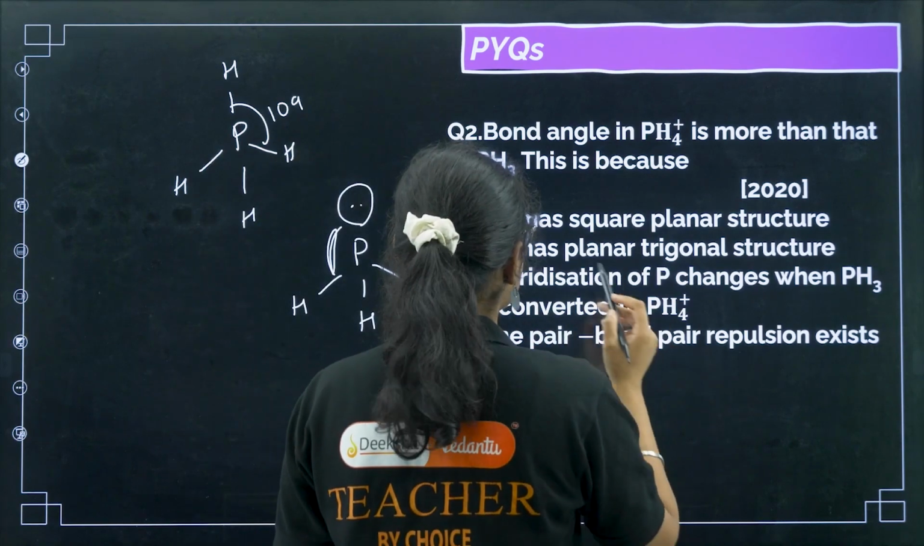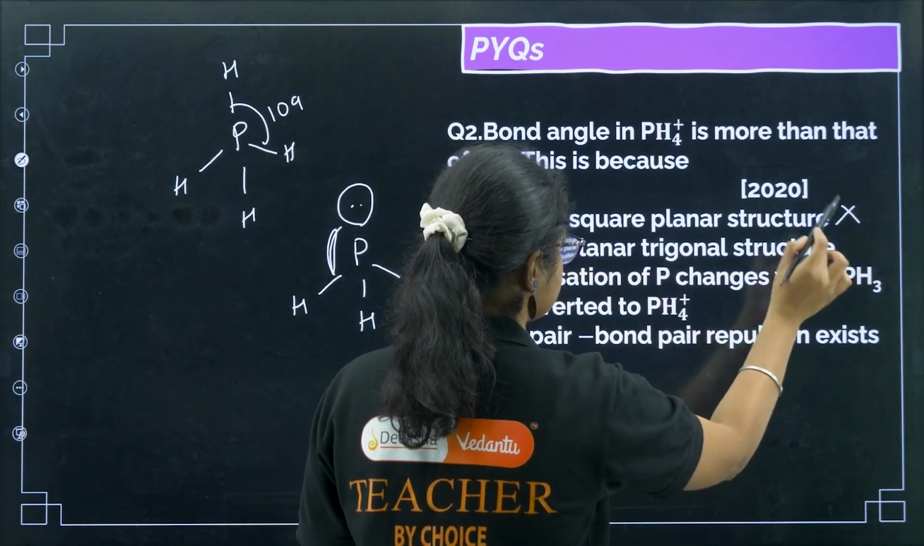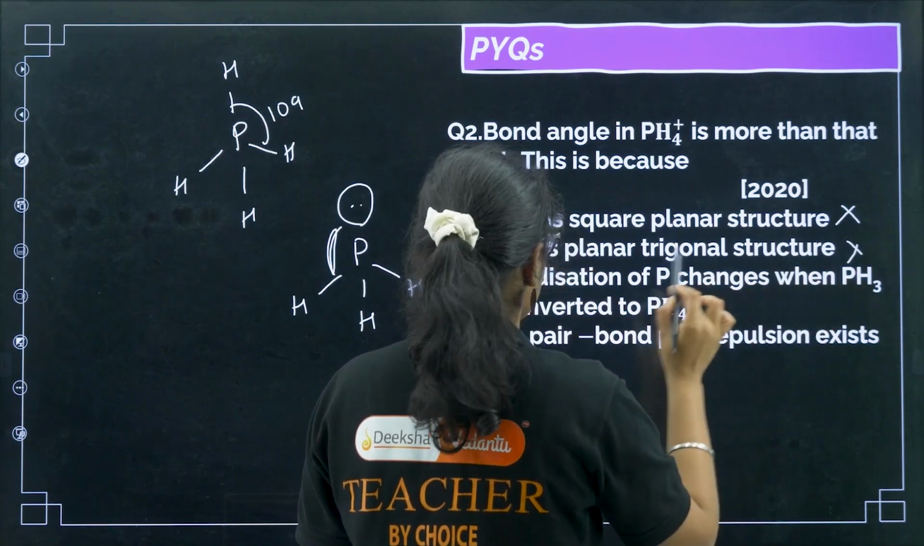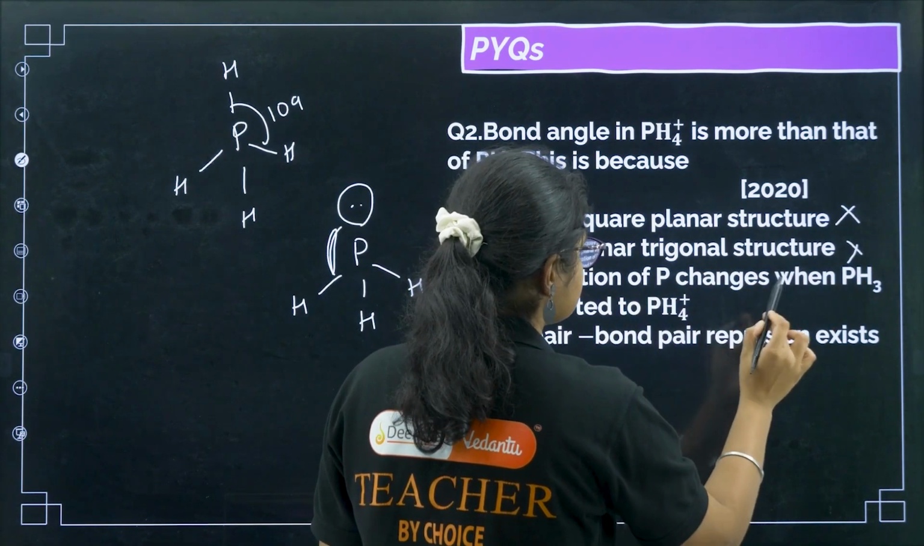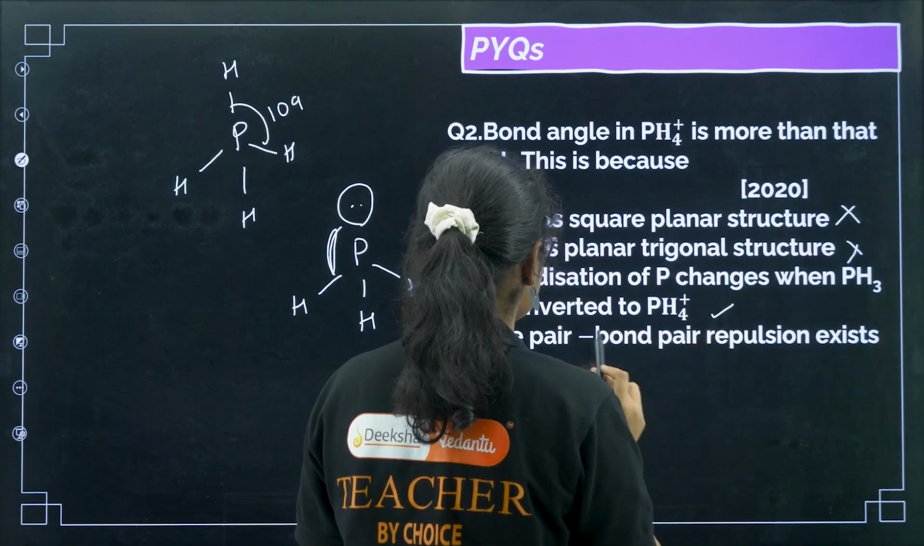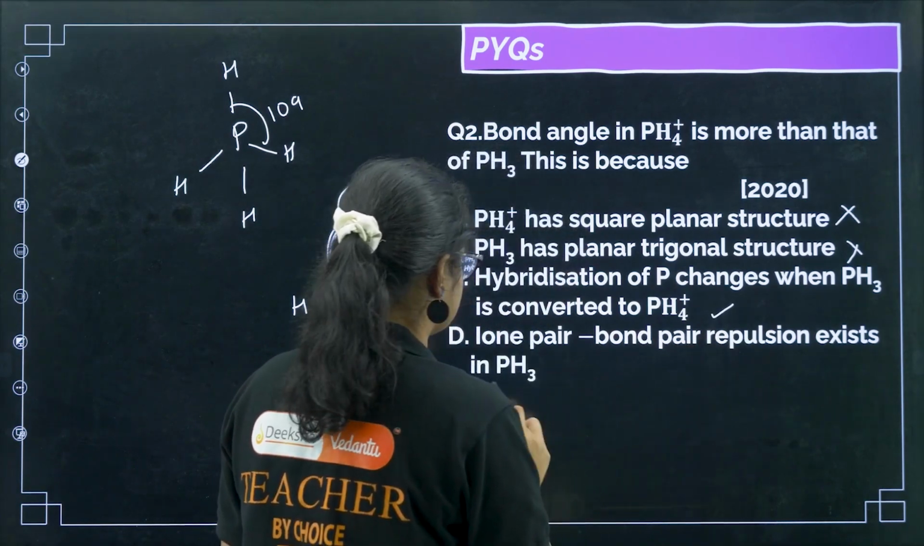So what is the reason here? PH4 has a square planar structure? No. PH3 has a planar trigonal structure? No. Hybridization of P changes when PH3 is converted to PH4? Yes, hybridization changes. Lone pair, bond pair repulsion exists in PH3.